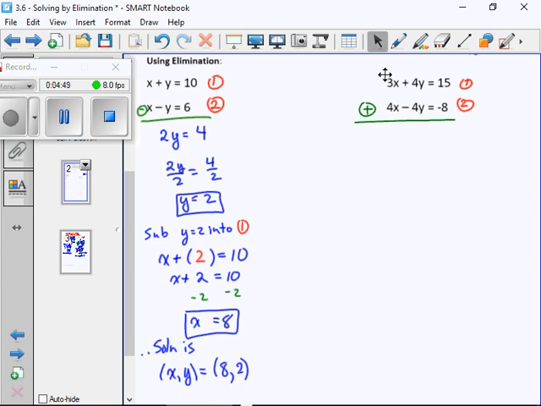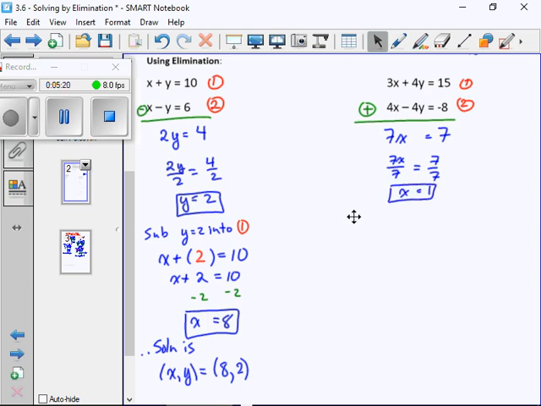So let's do that right now. We're going to have 3x plus 4x is 7x, and then 4y plus negative 4y, so that's going to give us a 0y. And then 15 plus negative 8 gives us 7. So we end up with 7x is equal to 7. So now, once we get 7x is equal to 7, we're going to get rid of the 7 on the x. So what we have to do is divide both sides by the number 7, and we find that x is equal to 1.